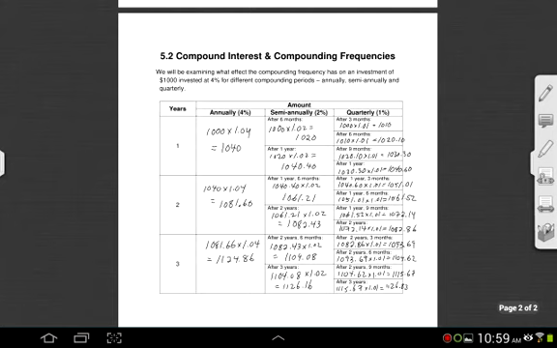Lastly, let's look at what happens after 3 years for compounding quarterly.